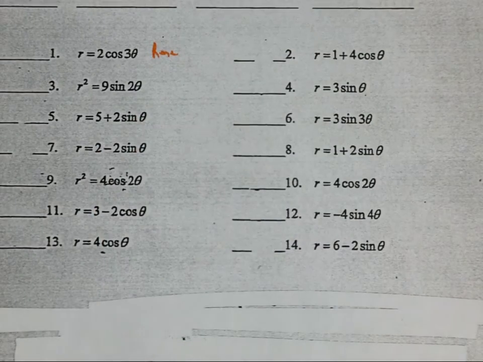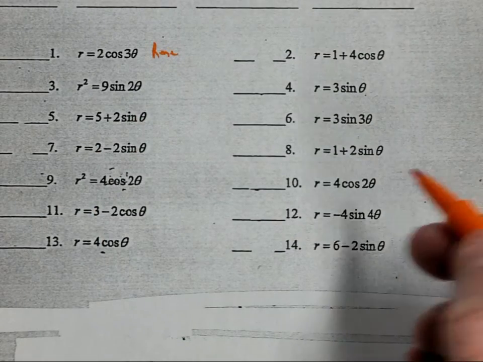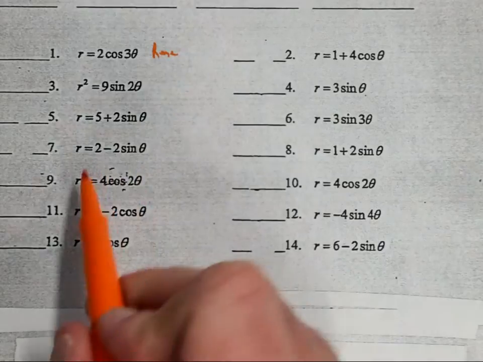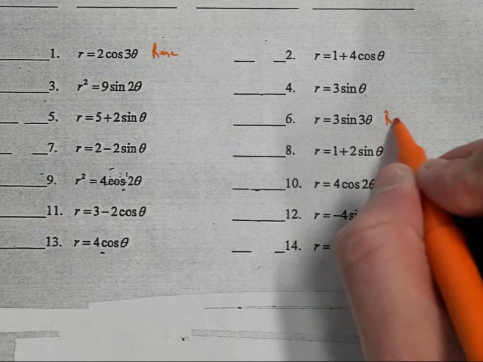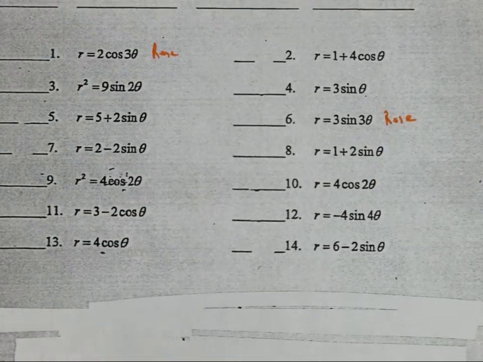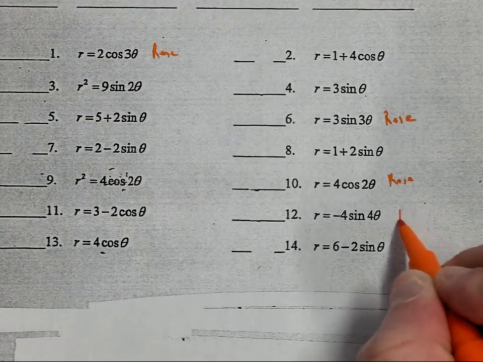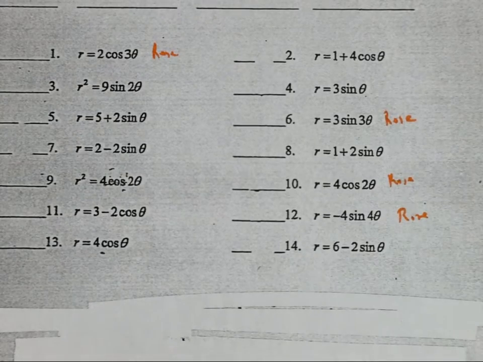What's another rose? 9. Number 9 is not a rose. That's a lemniscate because you got r squared. Which one? 6 is a rose. What's another one? 10 is a rose. Do you have any more? 12. Very good.